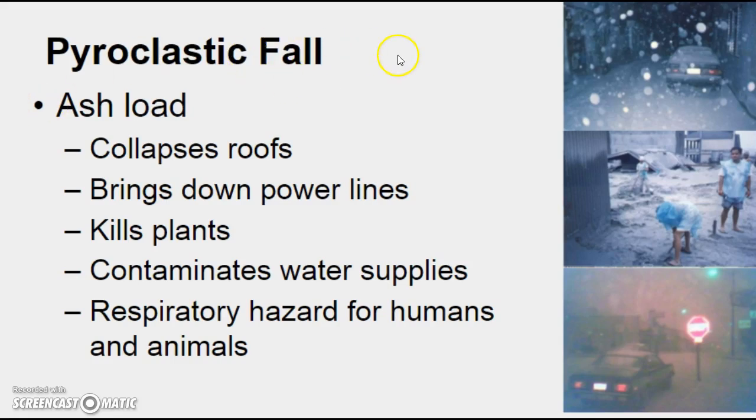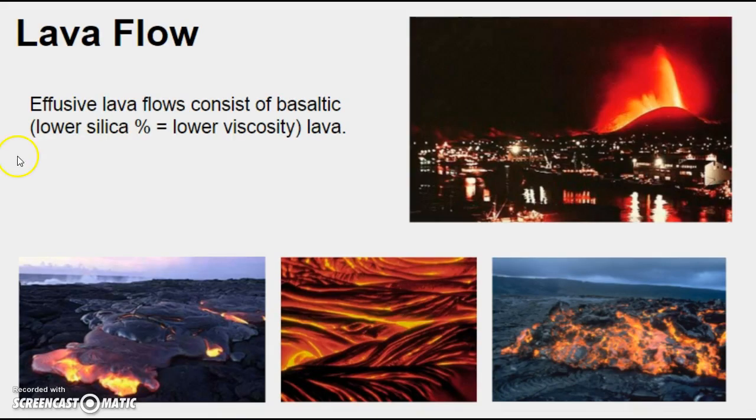Here we have pyroclastic fall. This involves the ash clouds that come down, much like snow, but it's not snow. It doesn't melt. You have to wait for rain, or you have to manually move it. And this is daylight, that's the sun right there. It can collapse roofs, bring down power lines, kill plants, obviously inhibit photosynthesis, contaminate water supplies, and is a respiratory hazard for humans and animals. So when it's airborne, it's a problem.